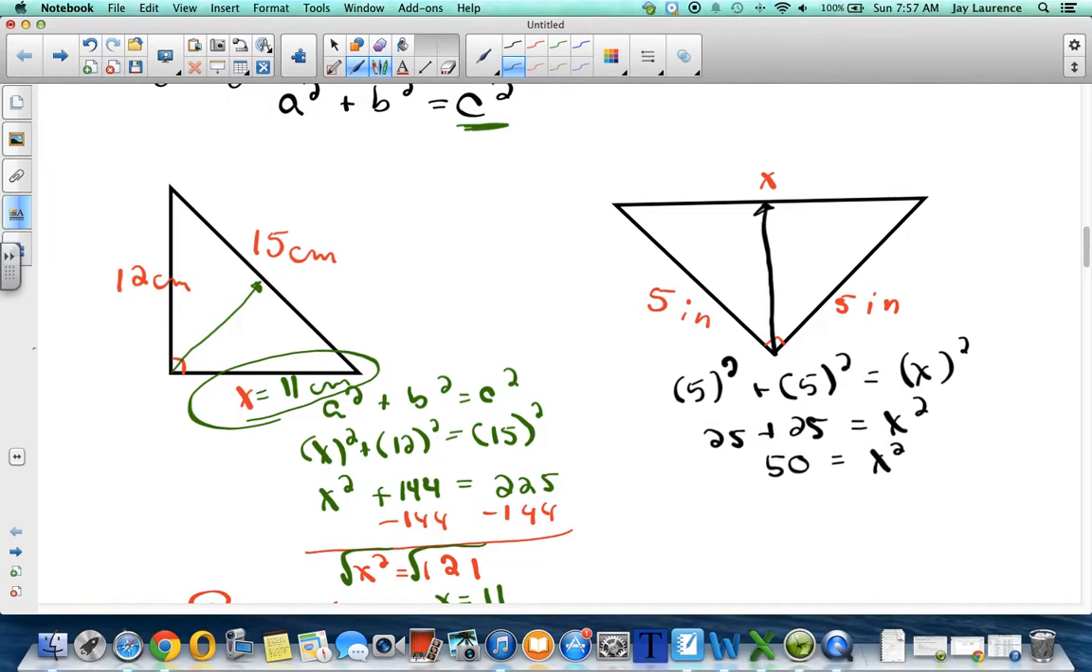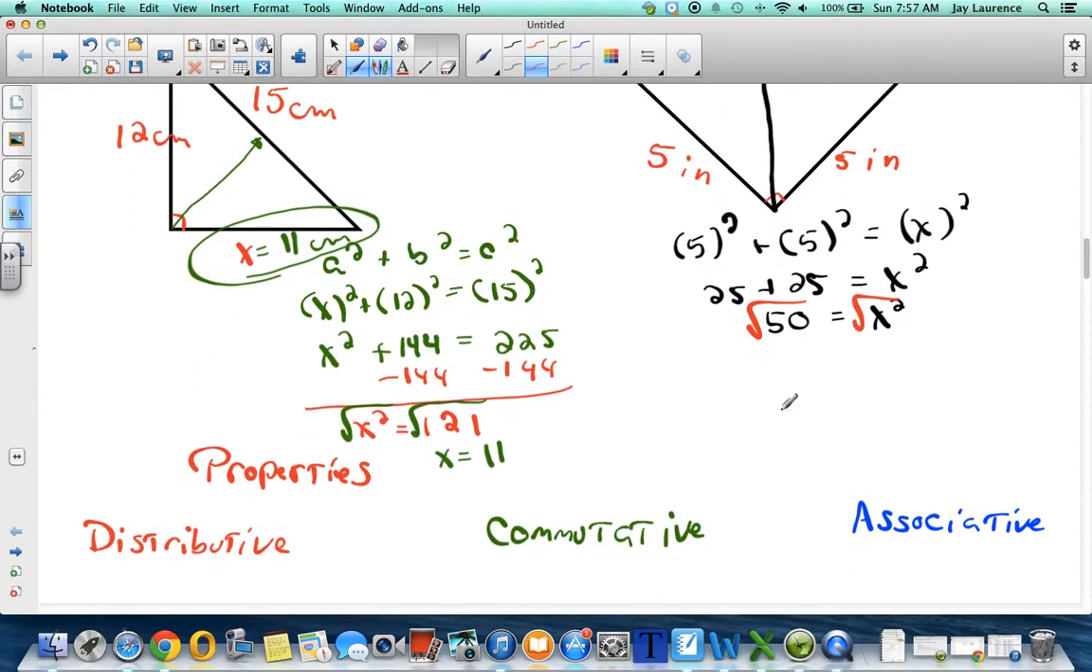Now 50 is not a perfect square. I do need to take the square root. In this case, I'm going to use a decimal approximation. I know that the square root of 49 is going to be 7. Square root of 50 is going to be a little bit more than 7. I'm just going to guesstimate, and then I'll go to my calculator. I bet it's going to be about 7.07, but 7 and 7 hundredths.